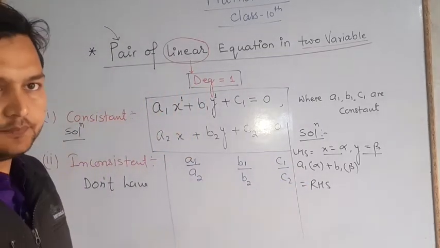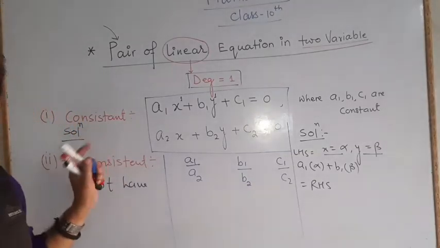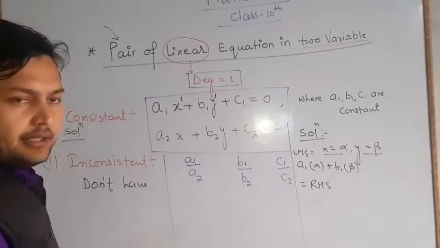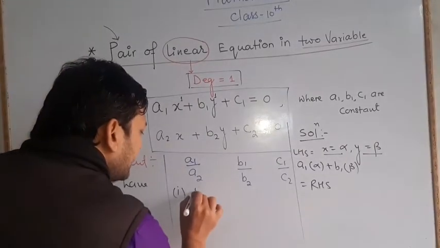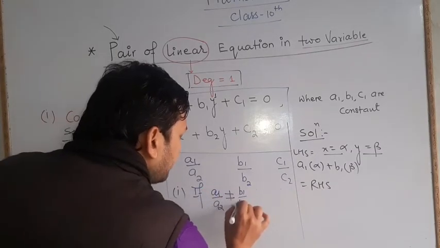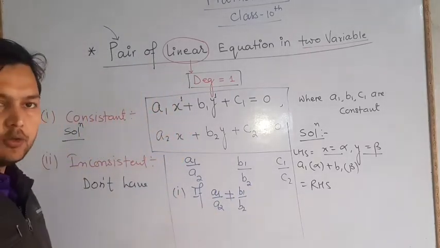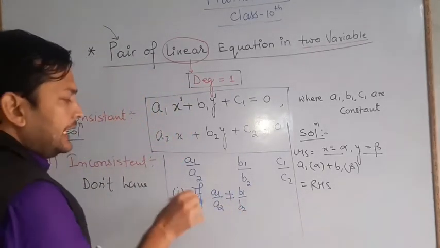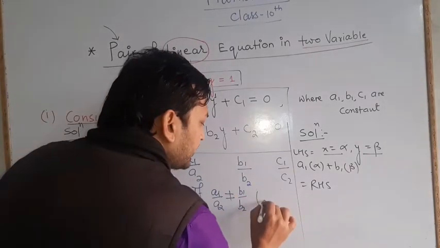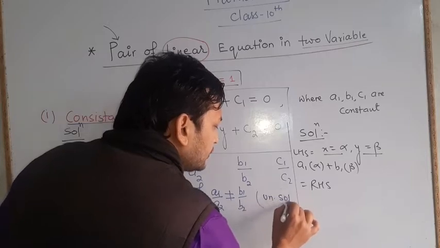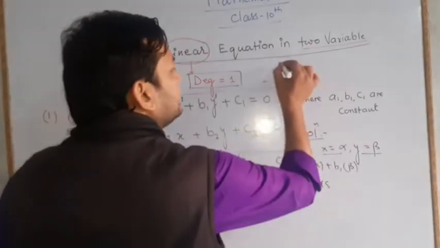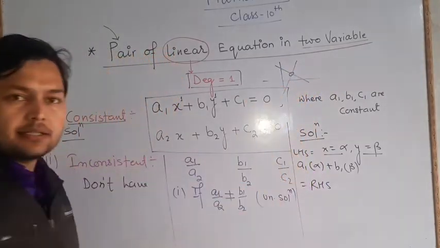Find these ratios. If you want to check whether it is consistent or not, first find these ratios, and there are three conditions. First, if a1 upon a2 does not equal b1 upon b2, it will come under consistent, and this is the case of a unique solution. When you plot the graph of these two linear equations, they will intersect each other.